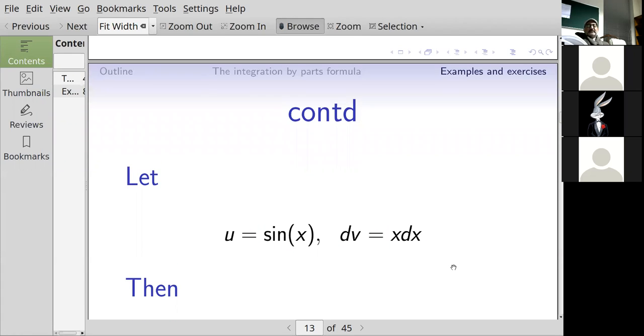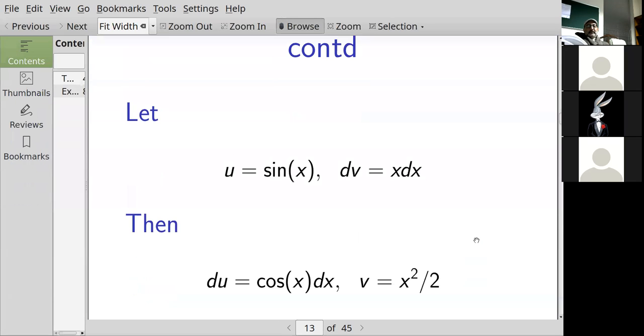If u is sine of x, then what's du? Cos of x dx. We want the differential, so we'll have a dx at the end. So du will be cos of x dx, and if dv is x dx, then what's v? dv is the differential of v. What's v? One half x squared. Because if v is equal to x squared over 2, then dv is x dx.